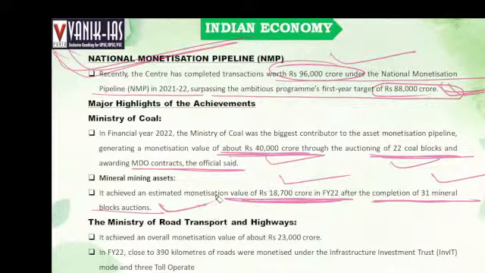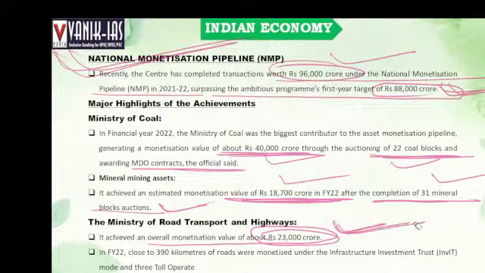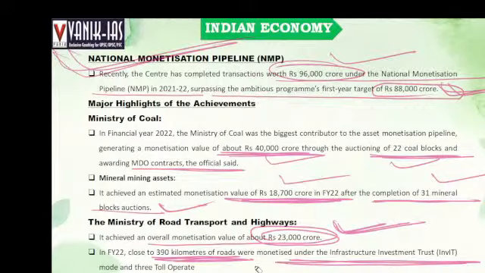The Ministry of Road Transport and Highways has achieved an overall monetization value of around 20,000 crore. In financial year 2022, nearly 390 kilometers of road were monetized, along with the Infrastructure Investment Trust and toll operate transfer. So around 20,000 crore has been monetized under the Ministry of Road Transport and Highways, and 40,000 crore plus 18,700 crore, in total 58,700 crore, by the Ministry of Coal.